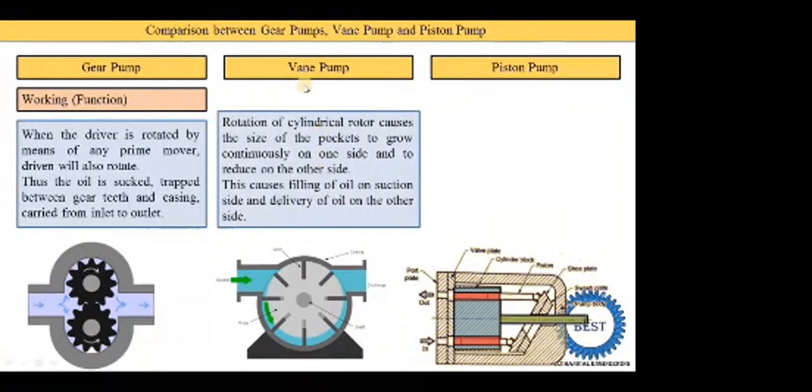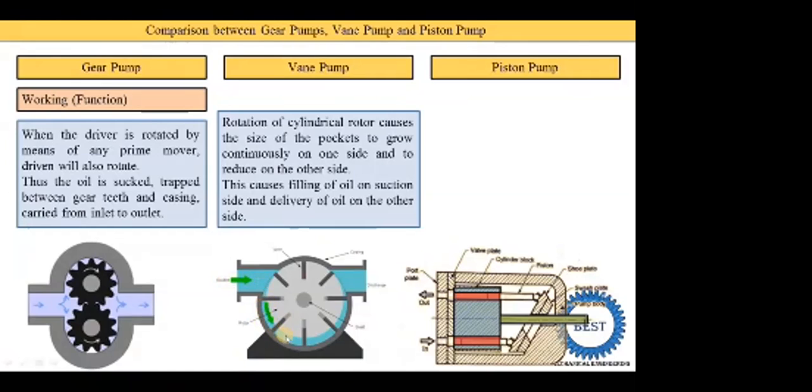In a vane pump, rotation of the cylindrical rotor causes the size of the pocket to grow continuously from one end side and reduce to the other side. Means while studying the vane pump, we divide the vane pump into two portions, left side and right side. Okay, here you see it is the suction. Okay, so oil enters from this portion, and here you see this pocket size is smaller, means pocket is the space between the casing and the rotor.